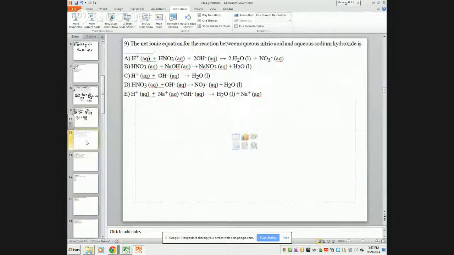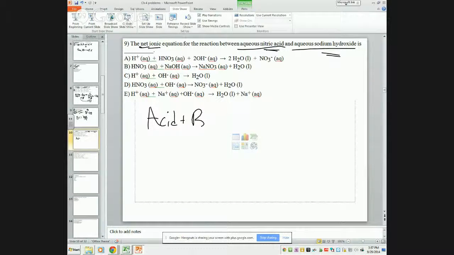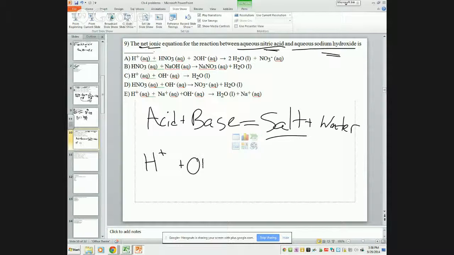Problem 9 says, what is the net ionic equation for the reaction between aqueous nitric acid and aqueous sodium hydroxide? All right, well, I have a strong acid plus a strong base. That will always give you a salt and water, right? And the salt, if it's soluble, is just going to drop out. For strong acids and bases, it's always H plus and OH minus gives you H2O. So that would have to be choice C, right?